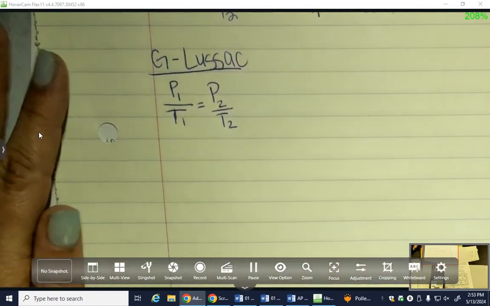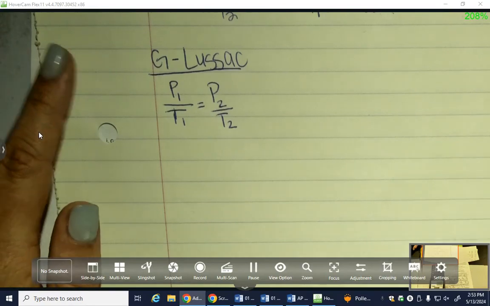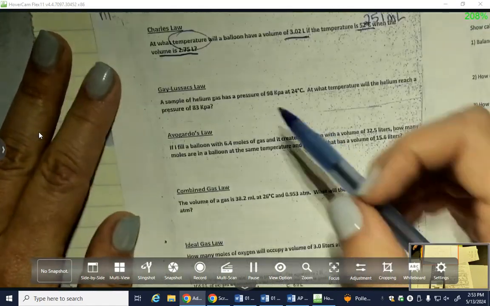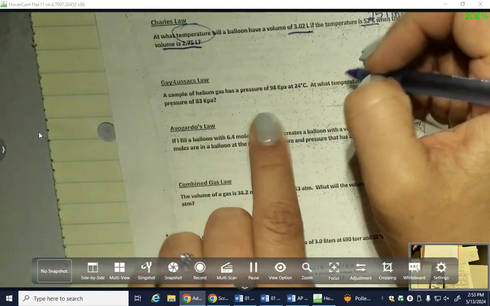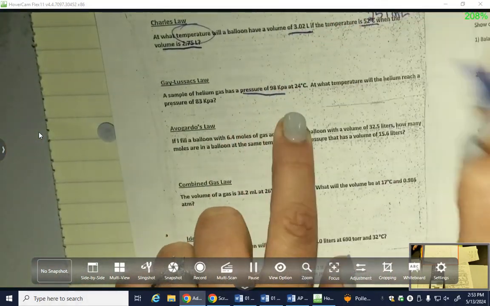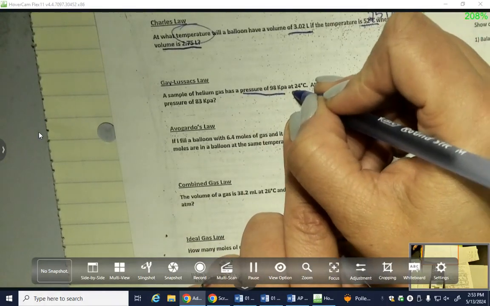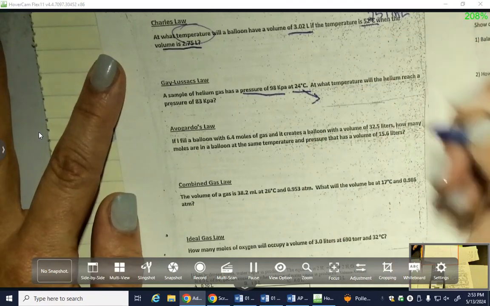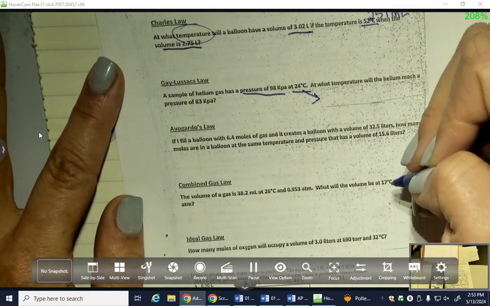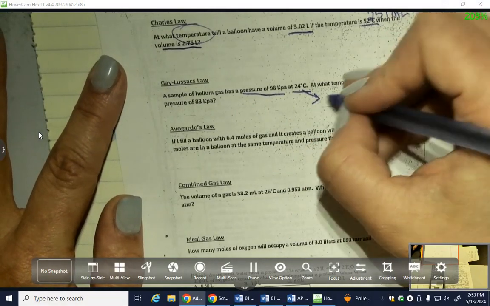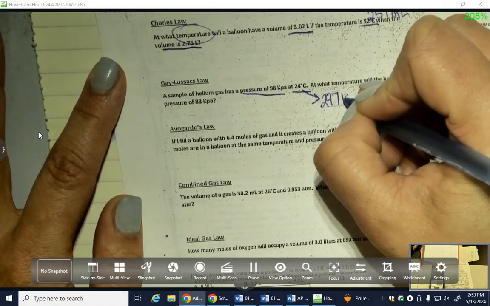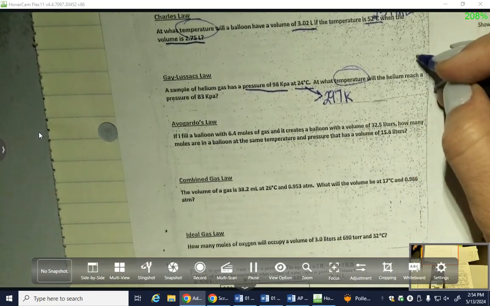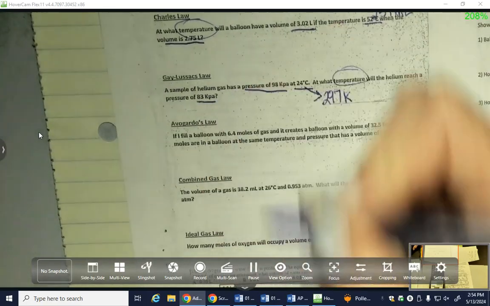And actually, thank you for asking that, because I'm going to ask another question real quick. So let's read what it says. A sample of helium gas has a pressure of 98 kilopascals at 24 degrees Celsius. Looking at the 24 degrees Celsius, what is that going to change into? 297 Kelvin. At what temperature, that's who we're solving for, will the helium reach a pressure of 83 kilopascals?